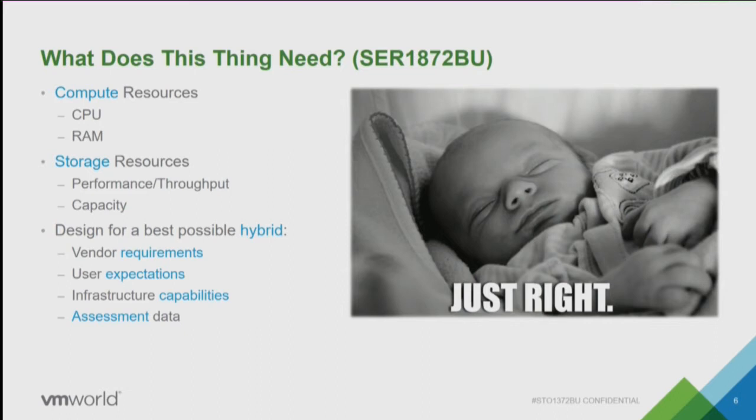But what does your application need? How much CPU do you need? How much RAM do you need? What kind of storage do you need? What's your throughput? What's your latency? How much capacity? Once you gather all this information, you want to design for the best possible hybrid of all. Your users want 0 latency. The vendor wants 600 vCPU and 2 terabytes of RAM. I'm sure we've all seen that before. But you use your common sense there, right?